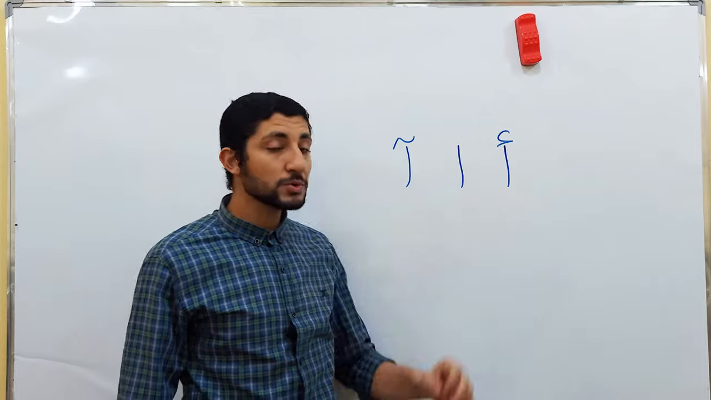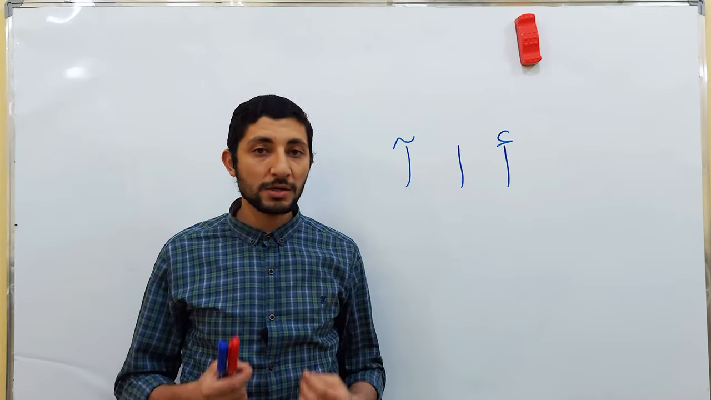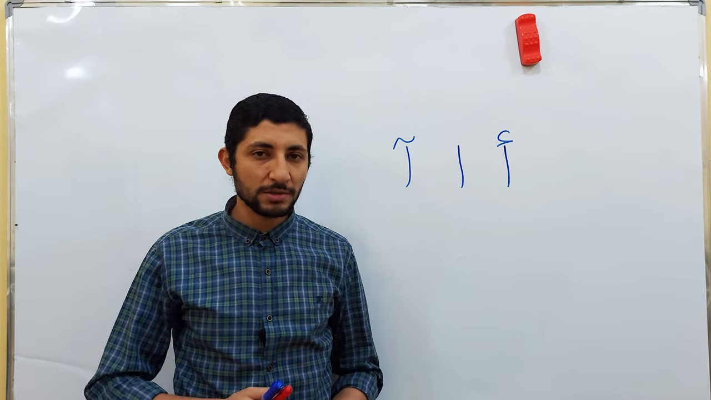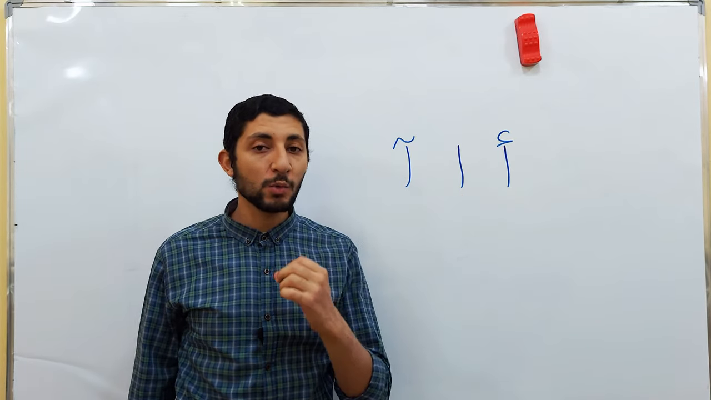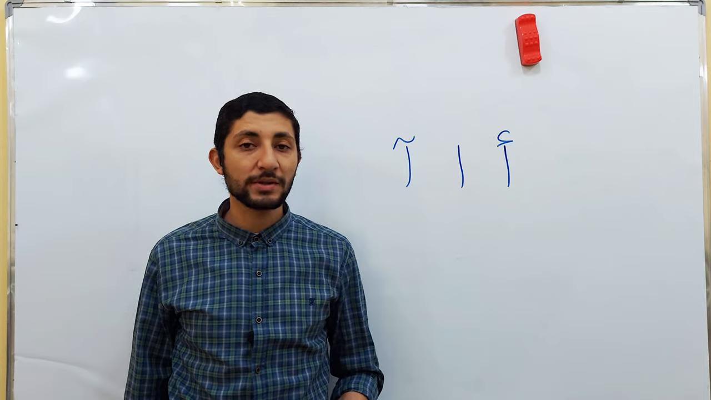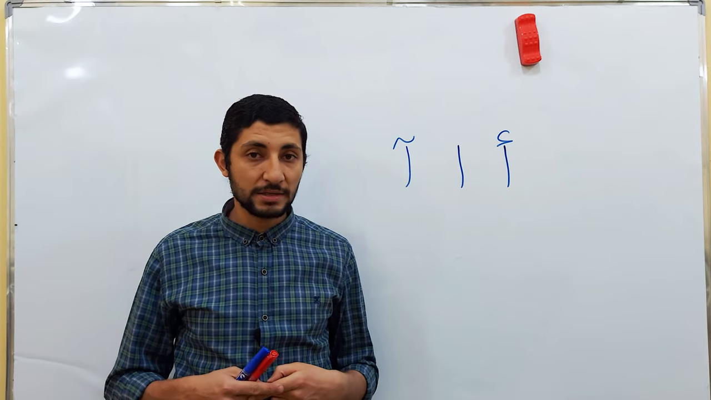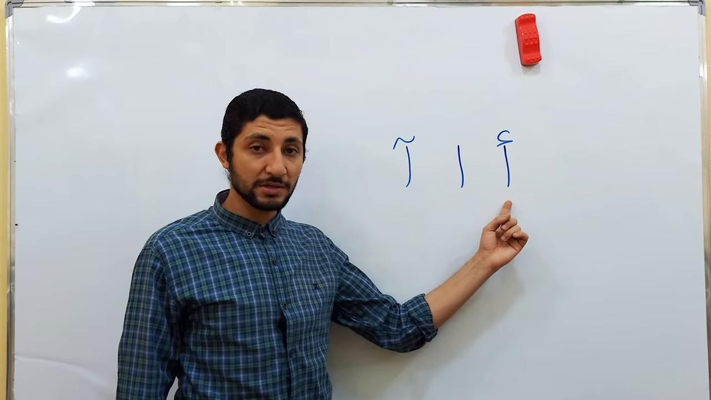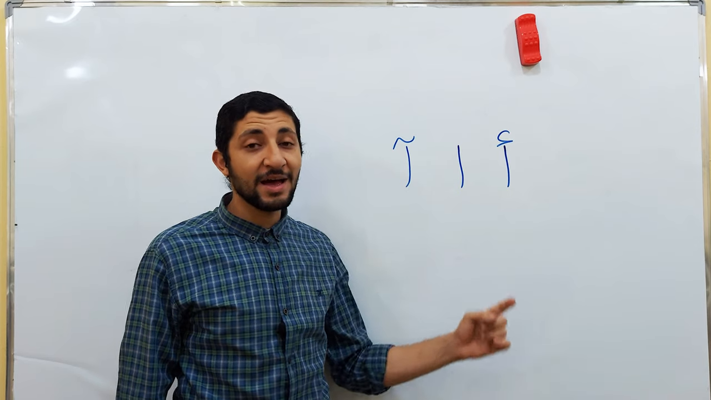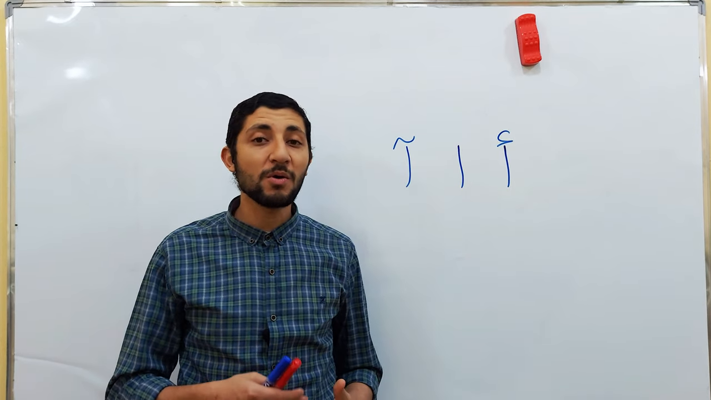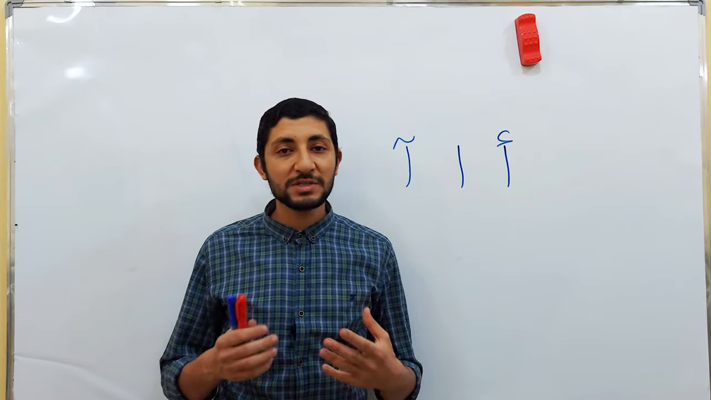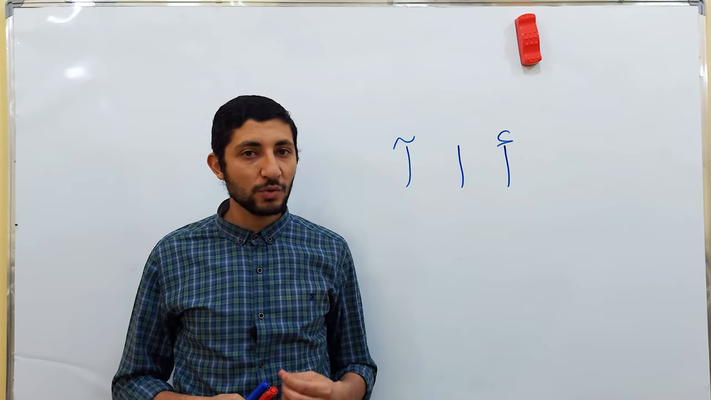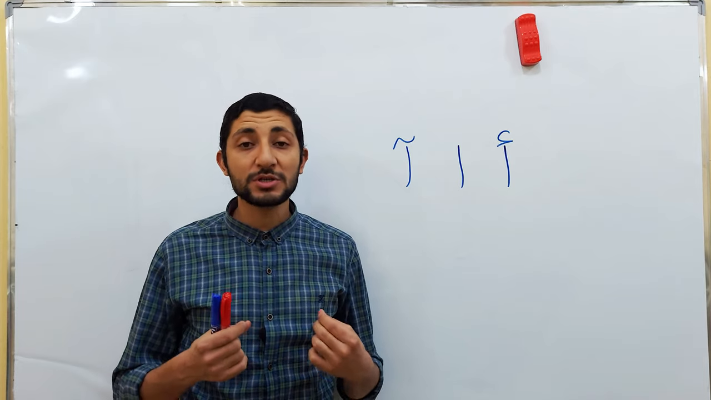The first one, we used to call it Hamzatu al-Qat'. Al-Qat' means cutting, okay? And the second one, we used to call it Hamzatu al-Wasl or Alif al-Wasl. Wasl means connecting. So this one, cutting, this one, connecting. And I will explain why we call them that in a minute. Now, I want to differentiate between these two alifs, or these two hamza, by giving you some examples.